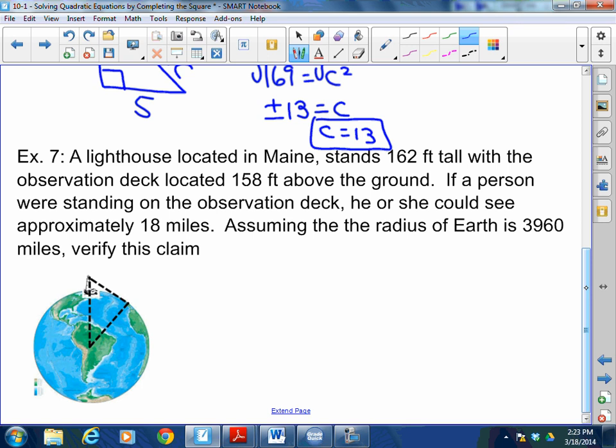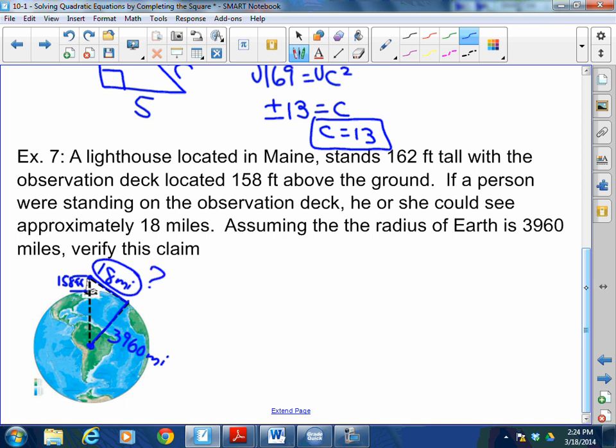So the little dude is up here, okay? And from here to the bottom is not 162. It's 158 feet, right? They tell you that the radius of Earth, which is this guy right here, that's 3,960 miles. Okay? They say that he can look for 18 miles. This is what we're going to test. 18 miles. That's what we're going to test for.